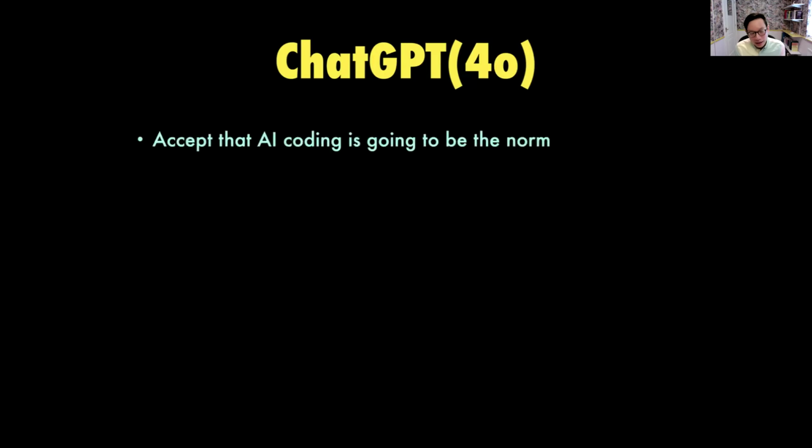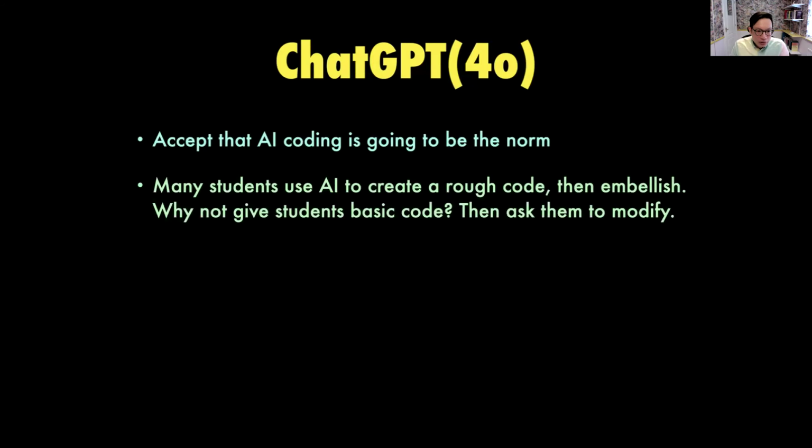But anyway, I think we have to accept that AI assisted coding or purely AI coding is going to be the norm, and this is what you have to accept. And many students use AI to create some rough code and then embellish. This is told to me by students. So I'm pretty sure this is what's happening. And probably your students too are kind of openly telling you this. So why not give students some basic code and ask them to modify? Coding isn't the main concern for us mathematicians.